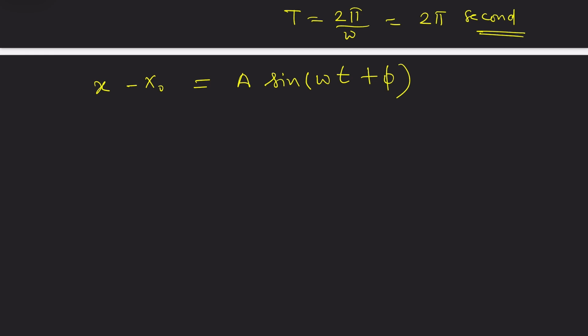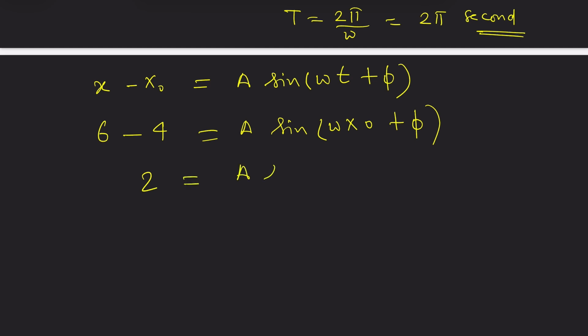So guys, let's put those things. If I put x equal to 6, x naught we know is 4. So A sine(omega t plus phi), where omega into t is 0, and phi is phi. So what we got: 2 is equal to A sine phi. That is the first equation that we got.